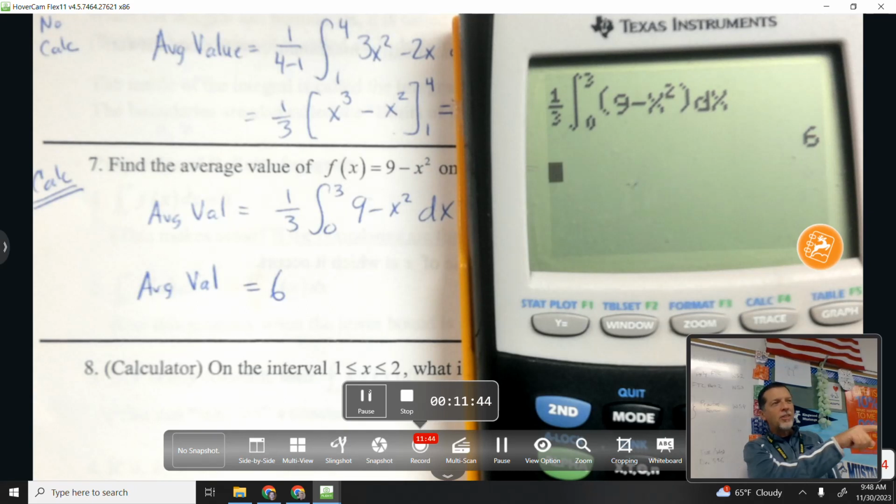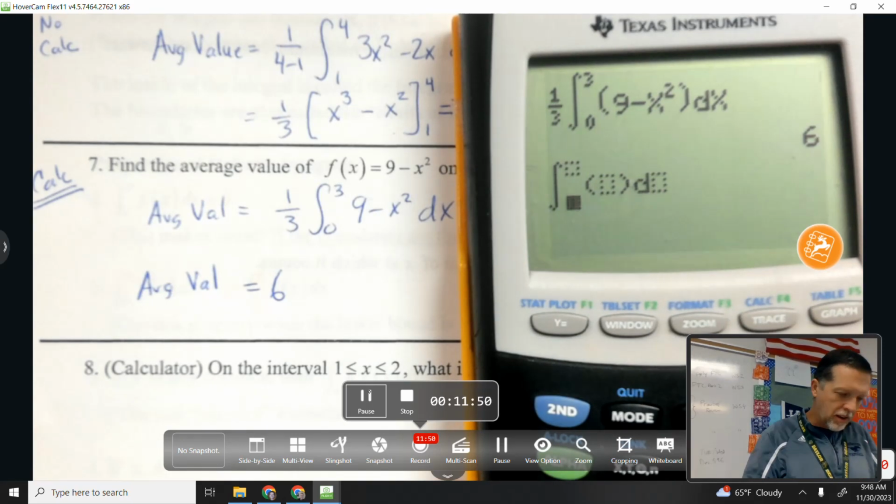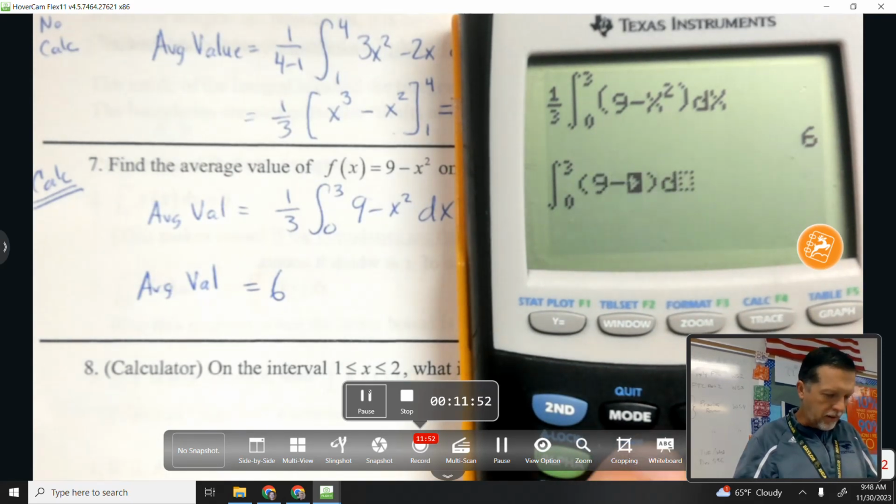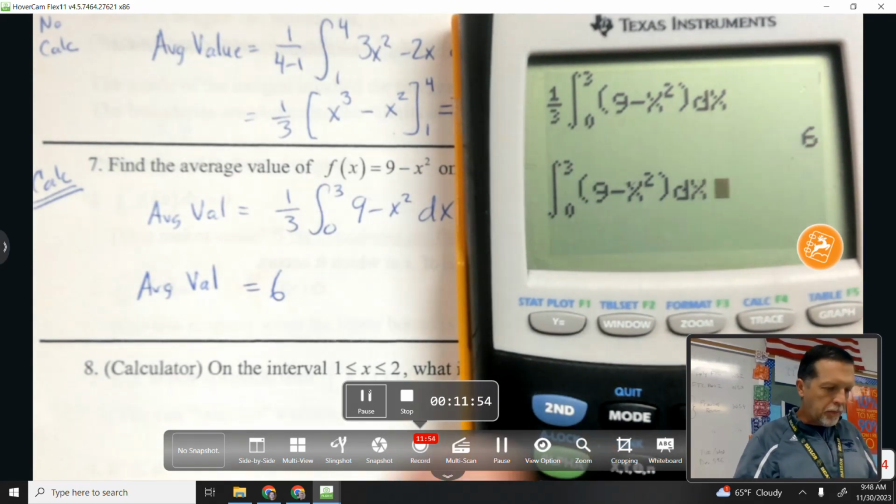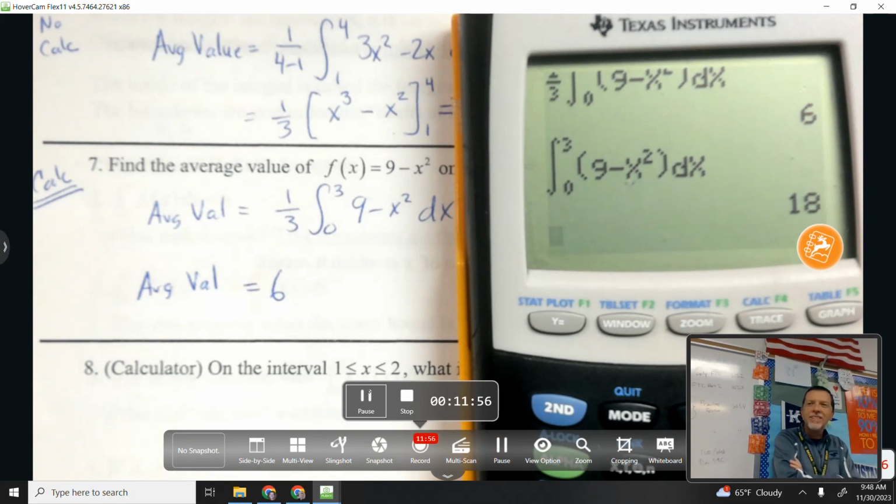I do want to address, Samantha, what you just said about doing the 1/3 later. I usually do that as well. Like I just put in the math 9 and 0 to 3, 9 minus x squared. The trouble with doing it that way is, and it's not really a trouble, it's just that you better remember to do the 1/3, especially as things get harder and more complicated.